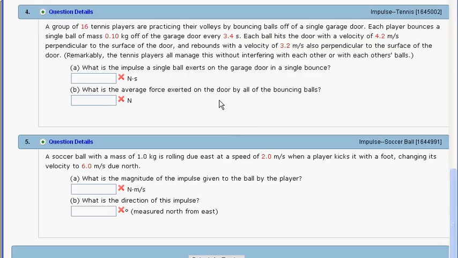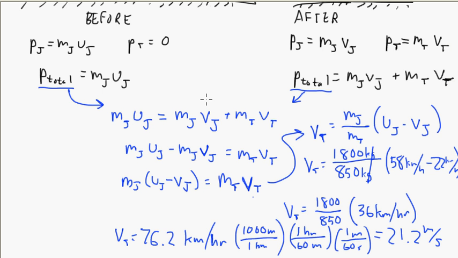Okay, our next problem we have tennis players basically volleying off a garage door. So we've got a certain number of tennis players, I'm going to call it N. Mass of the balls, and there's an incoming velocity of the tennis balls, an outgoing velocity, and time between volleys.